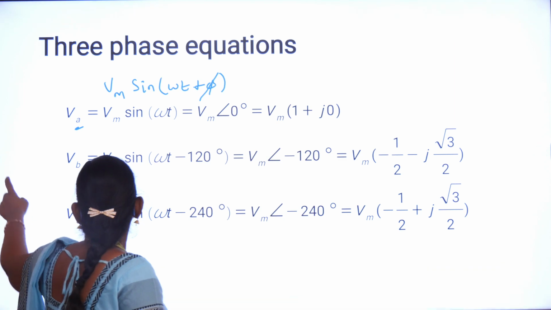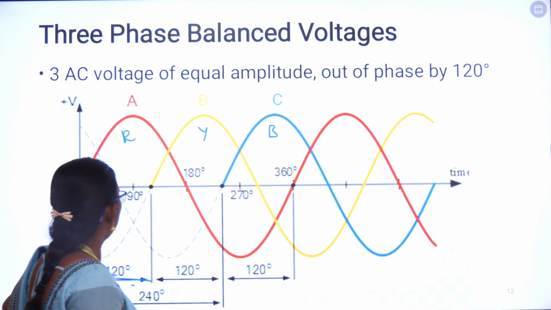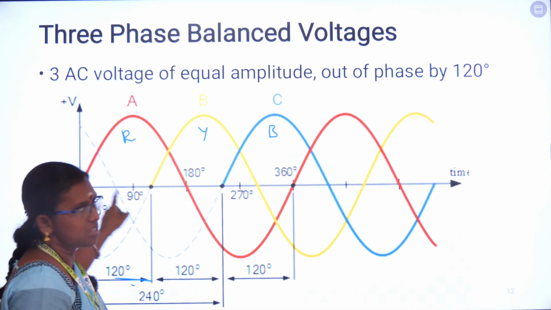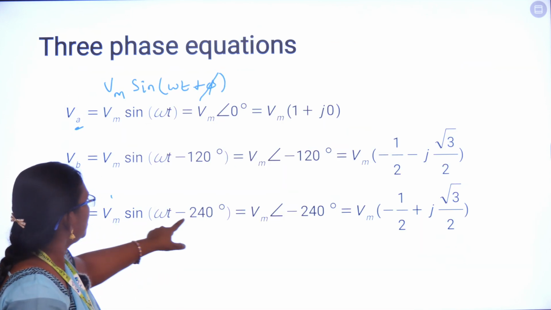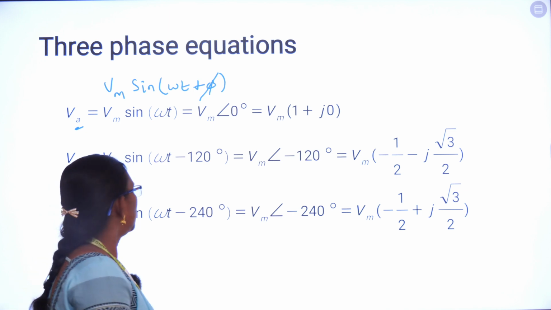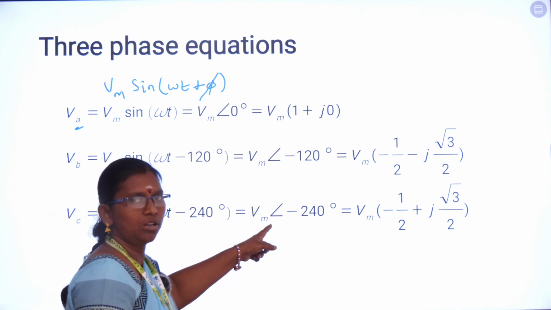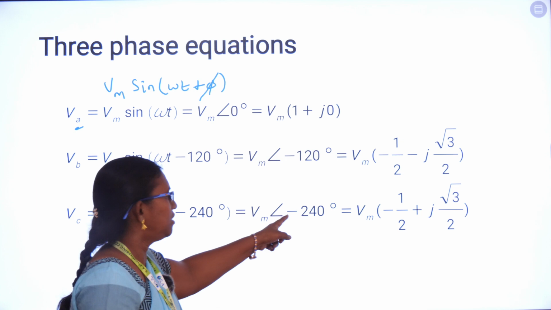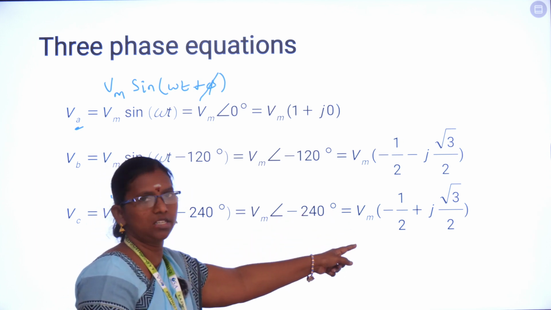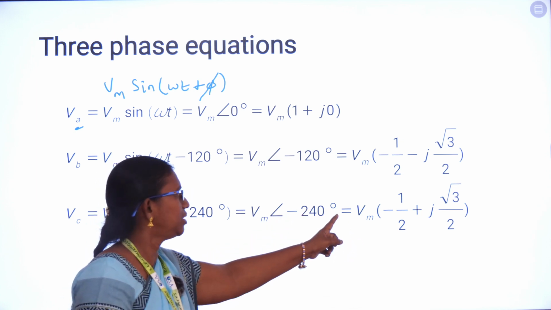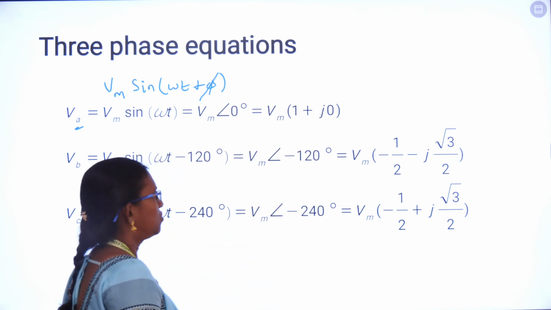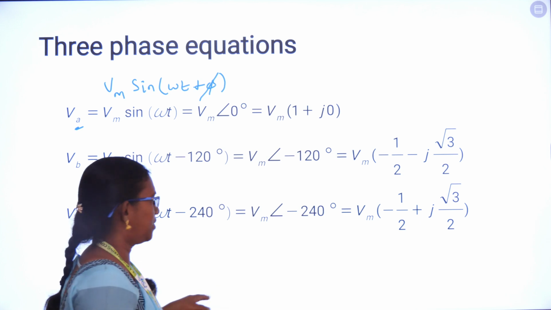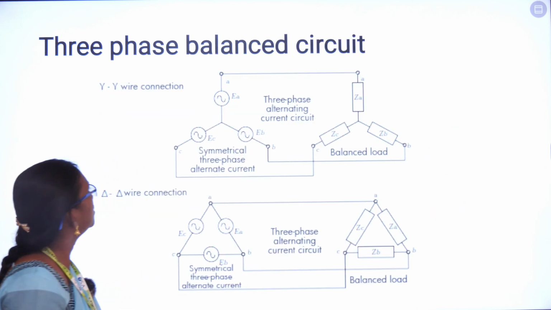As I already told you, the B phase and R phase are going to have a phase shift of 240 degree. That is why here we have minus 240. So this can be represented in polar form as Vm angle minus 240, and here it is represented with the rectangular form Vm of minus 1 by 2 plus j root 3 by 2. So these are the three equations of the three-phase voltages.